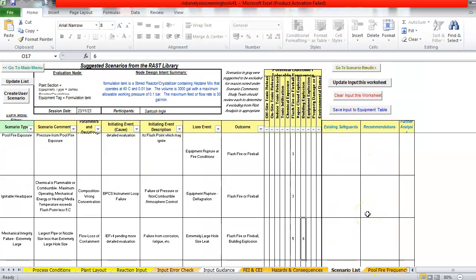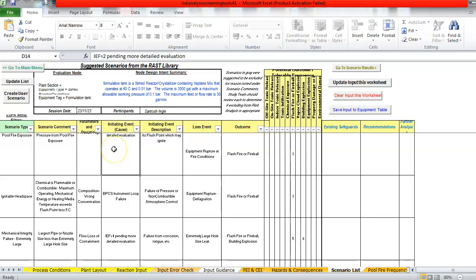Scenario list. Now this is somewhat important. Here in scenario type, probable scenarios or probable accidents are given, and the respective LOPA is also given. LOPA is nothing but layer of protection analysis. So pool fire exposure can take place. I have already told you that vapor is formed because the flammable liquid generates vapor of that chemical, and in contact with ignition sources it forms the fireball. This is called pool fire exposure. Scenario comment: pressure from pool fire exposure.